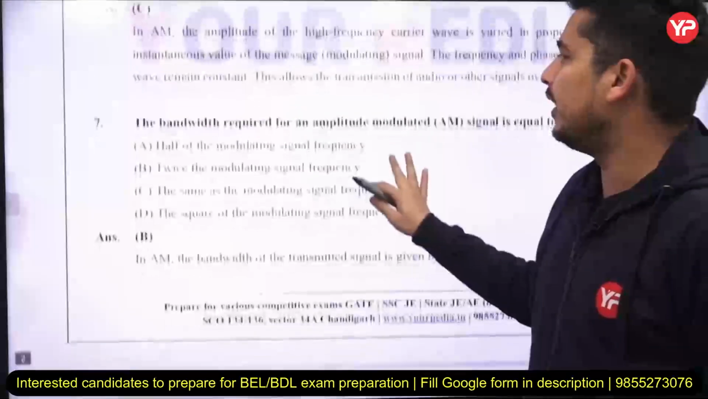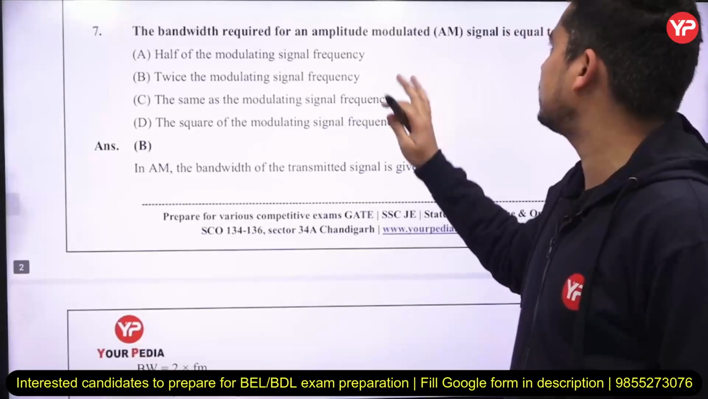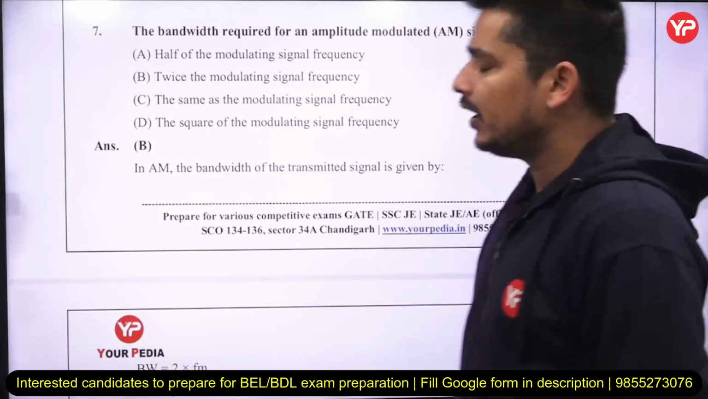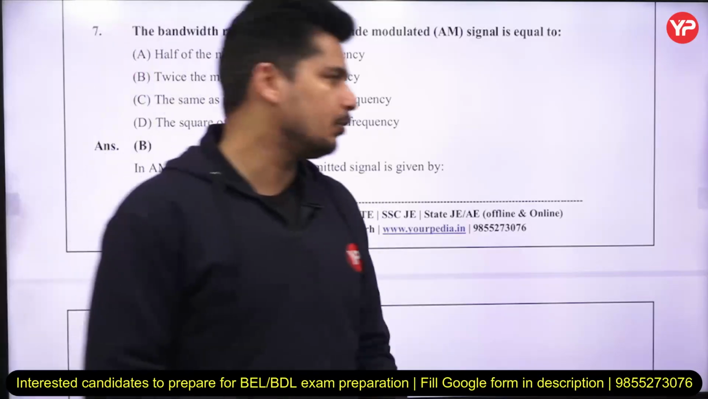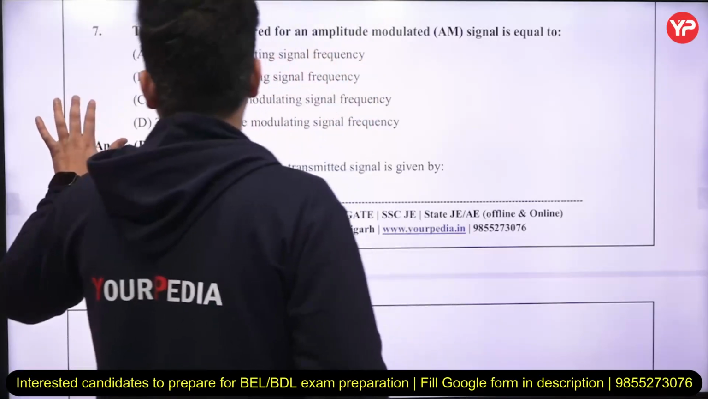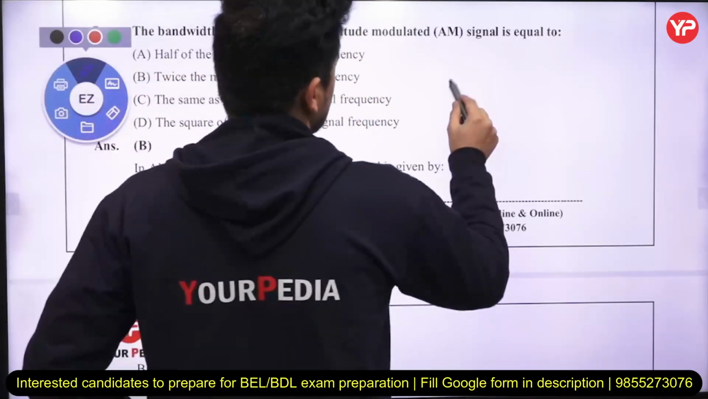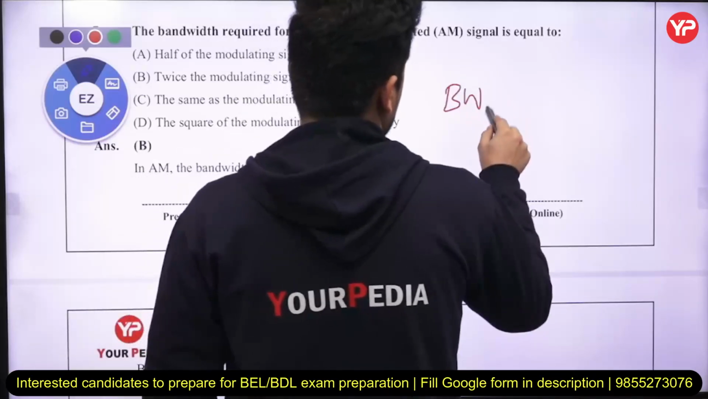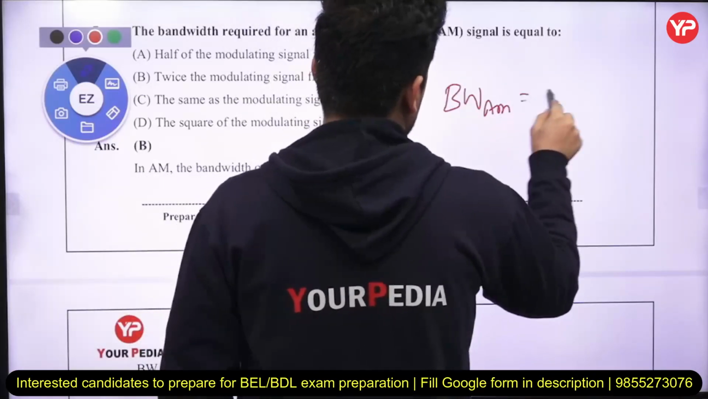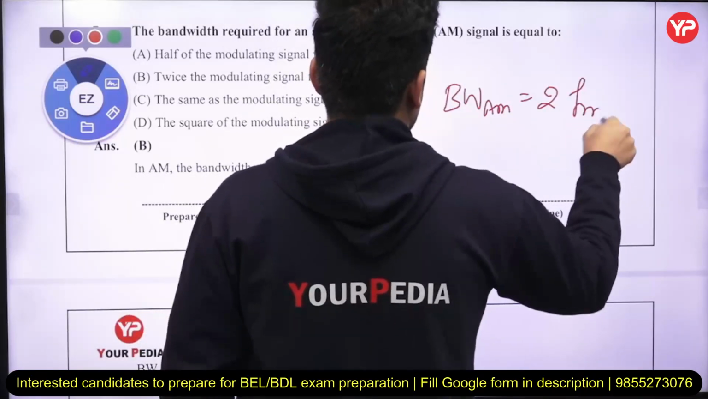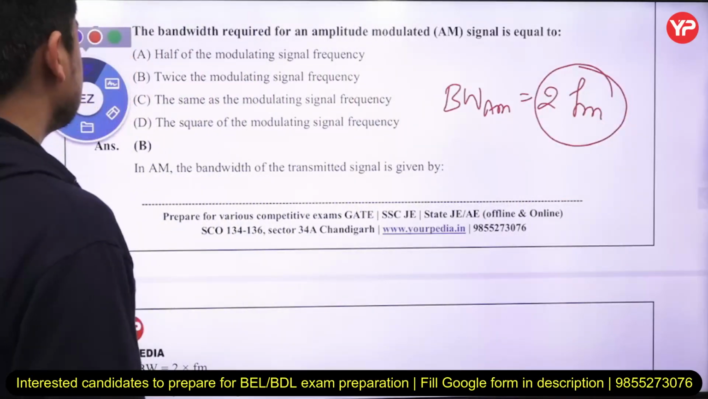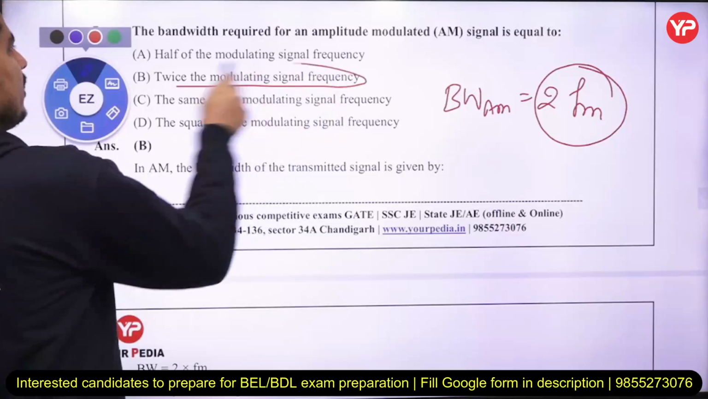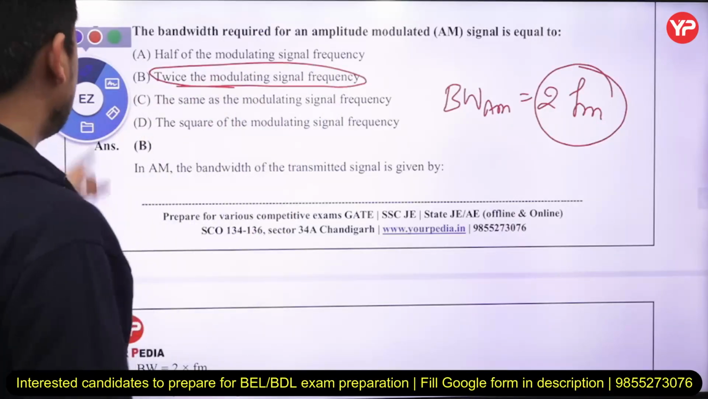The bandwidth required for an amplitude modulated signal is equal to, see, if we are talking about the amplitude modulated signal, the bandwidth of the amplitude modulated signal is twice the message signal frequency. The bandwidth of AM signal is twice the message signal frequency. So what will be the answer? B, twice the modulating signal frequency.